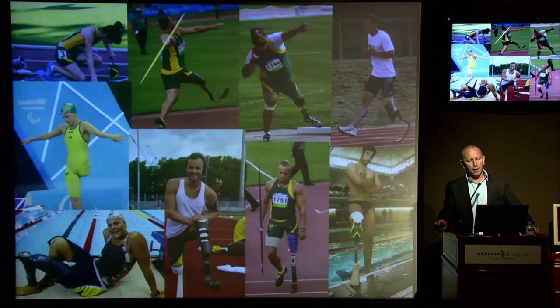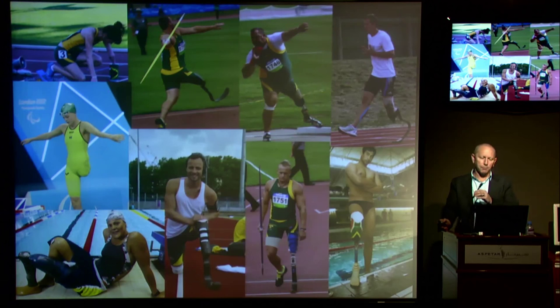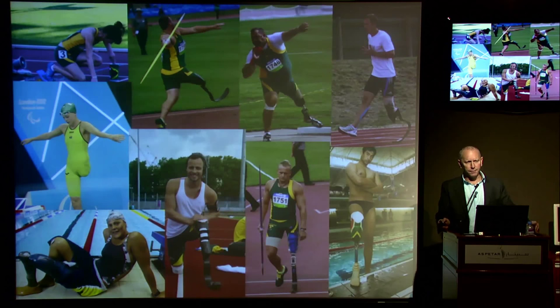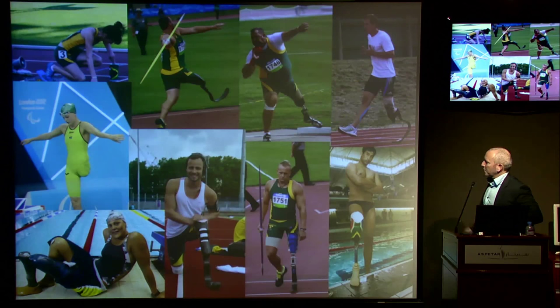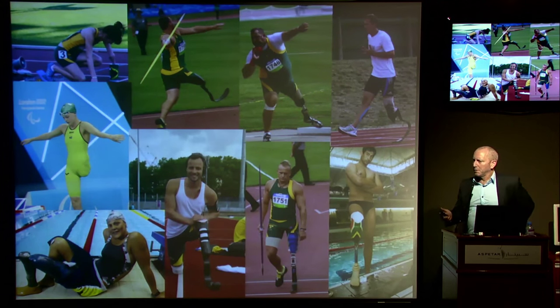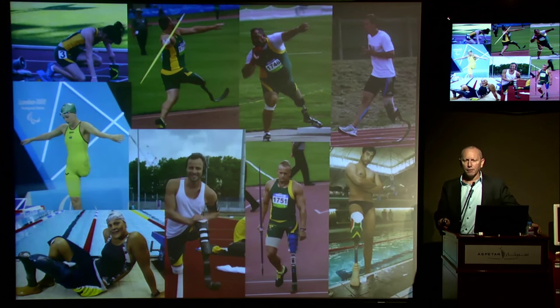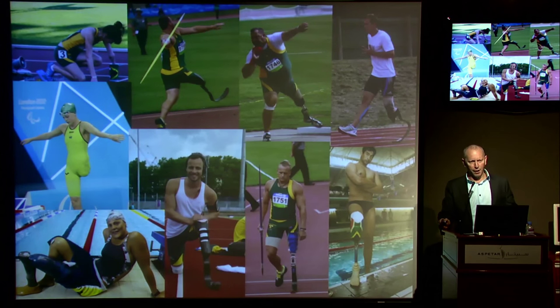So I show you this picture because this is the South African group of Paralympic athletes that I've looked after since 2008. And regardless of whether they are swimmers, track and field athletes, whatever the discipline, every single one of them has had some kind of stump issue in my care. And there are some of them who are serial stump issue people. They have stump issues every single year. And I want to try and explain some of these.